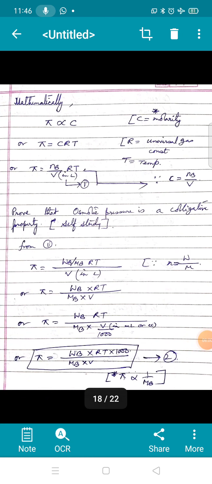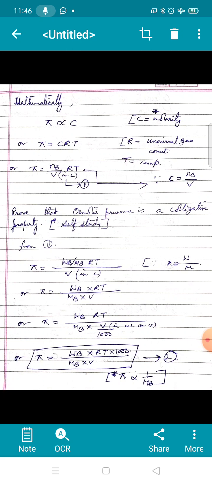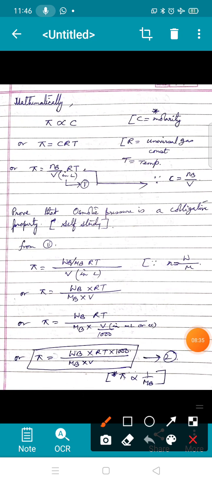Mathematically, pi, which is osmotic pressure, is found to be directly proportional to molarity. This is the first colligative property where the colligative property is proportional to molarity. So far whatever we have discussed were proportional to molality, but here it is molarity, and the symbol used here is C. Of course, when we did numericals earlier, we used capital M for molarity, but here we are using C. Now to remove the proportionality sign, we have to bring in a constant. So pi is equal to CRT, where R is the universal gas constant, as you all know.